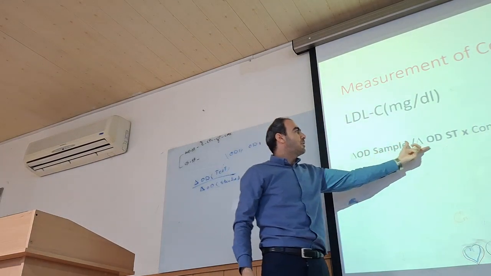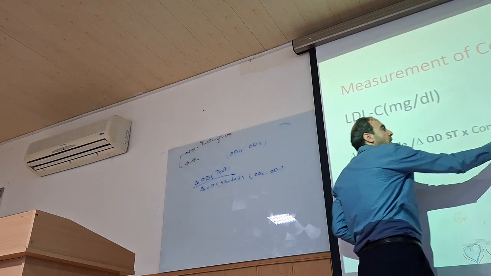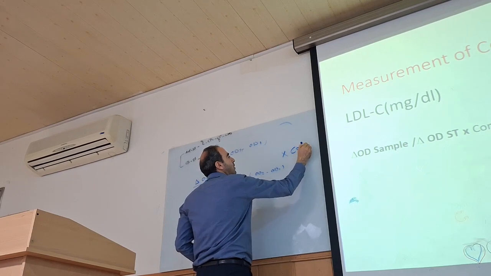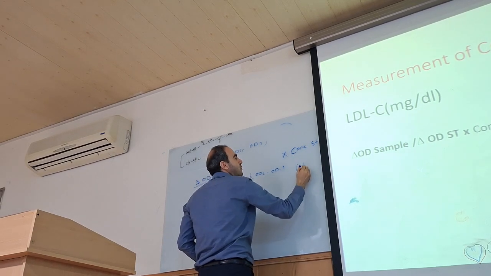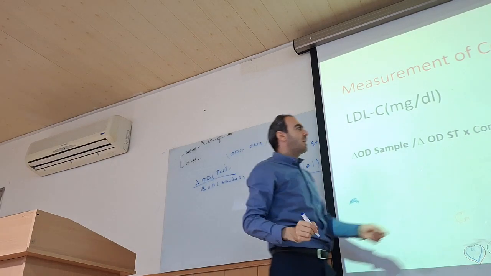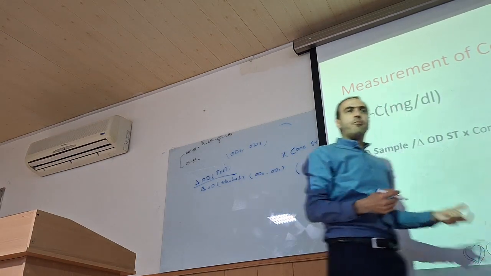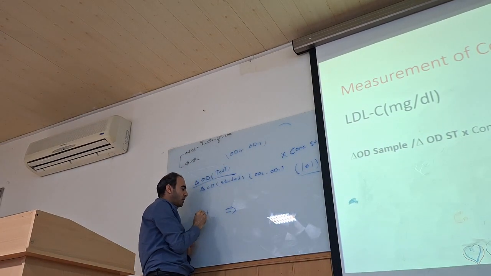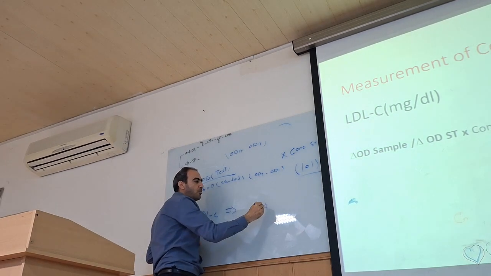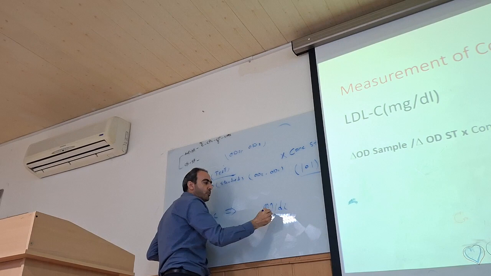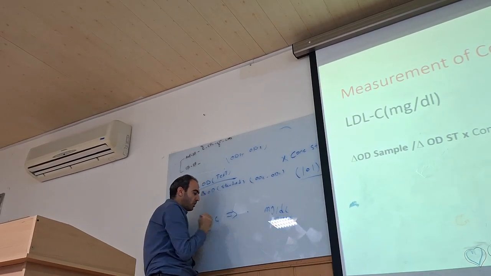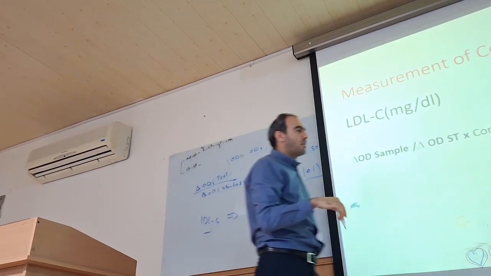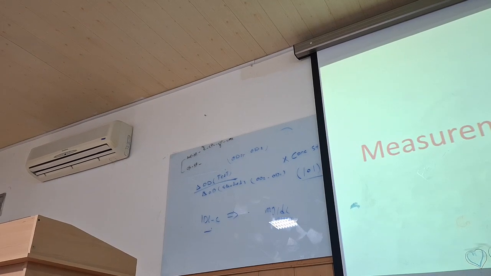Then, after calculation, the delta OD of sample divided by delta OD of standard, you have to multiply by the concentration of standard. The concentration of standard is 101 milligram per deciliter. So the final result here, you should record the LDL cholesterol concentration in milligram per deciliter. You should write the unit and the amount. This is the first experiment.